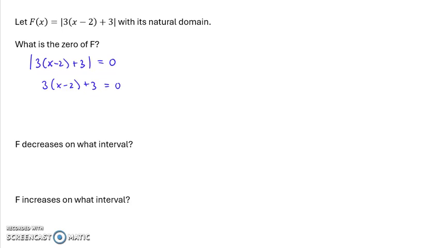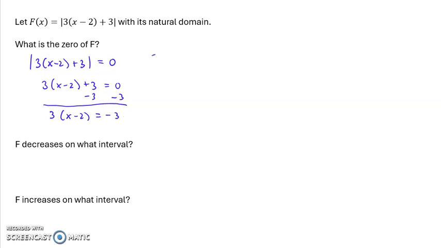So we're going to go ahead and solve this for x. And you have a couple different ways you can do this. Obviously you can distribute the 3 through the set of parentheses if you want, or you can work with it like it is, which is what I'm going to do. I'm going to go ahead and subtract 3 from both sides. This will give us 3 times x minus 2 equals negative 3.